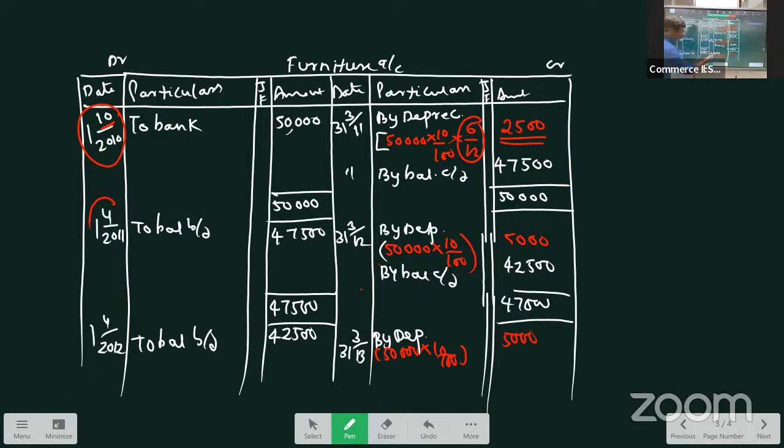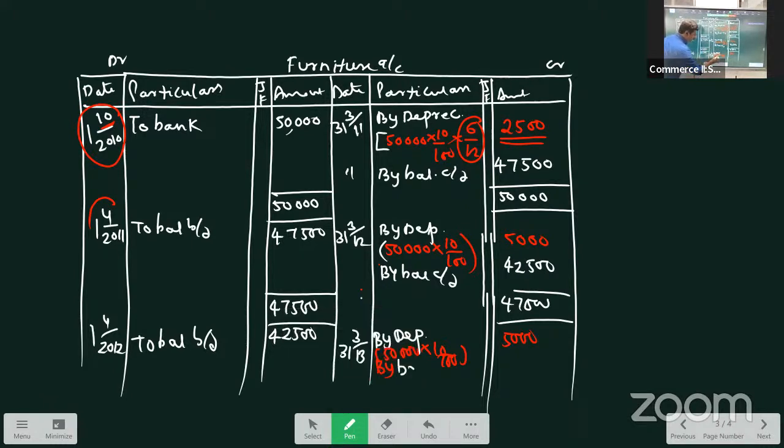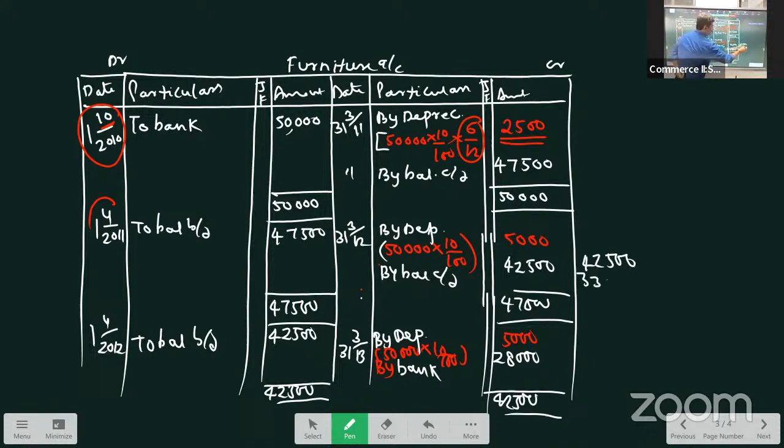Okay, and then it is sold, no? It is sold for how much? It is sold for 28,000. The furniture, after using for 3 years, was sold for 28,000. Now balance it. 42,500 on the debit side, 42,500 on the credit side. 42,500 minus 5 plus 28, 33,000. You deduct, you get 9,500.